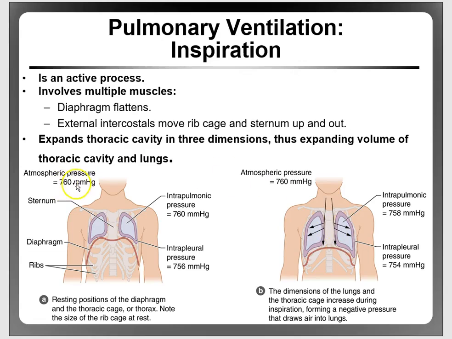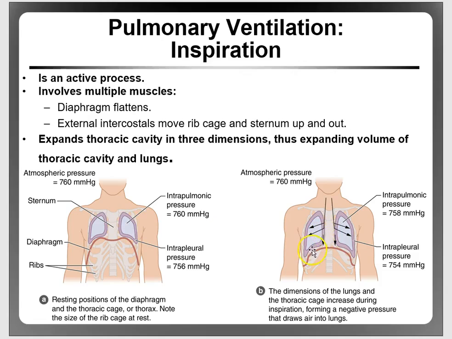So essentially you have atmospheric pressure here at 760 millimeters of mercury. If a person's at rest and there's no difference, it's also 760 millimeters of mercury. This intrapleural pressure is this attached pressure here. That's the pressure in between here, and it's always 4 less than the intrapulmonary or intrapulmonic pressure. That's actually the pressure inside the lungs themselves.